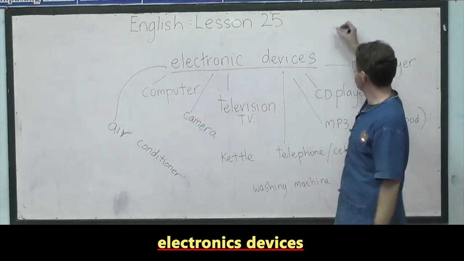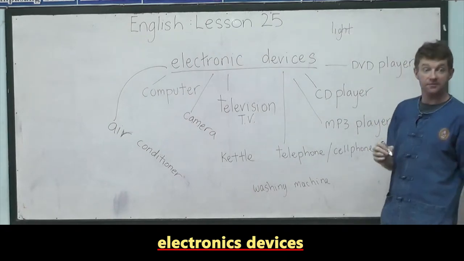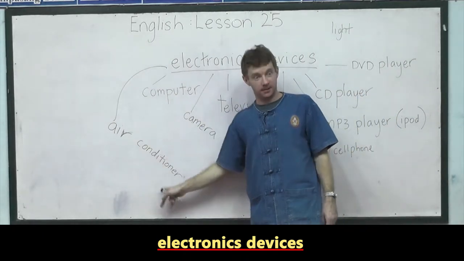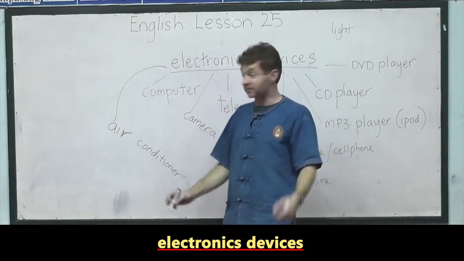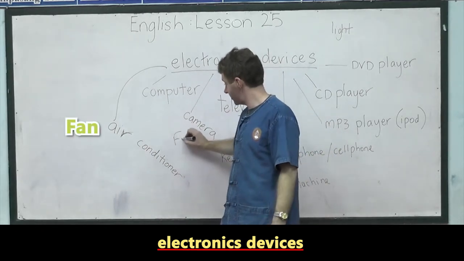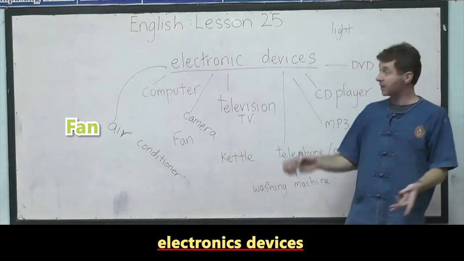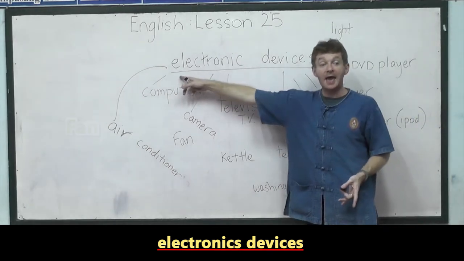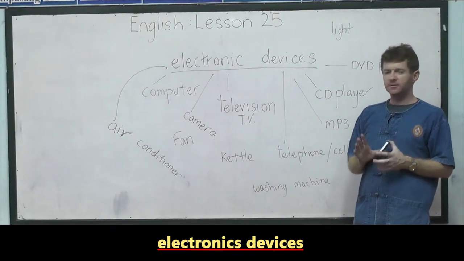Light. Light, okay. Yeah, we'll have light. We need light. Fan. Excellent. If we don't have an air conditioner, we can use a fan. We need the fan. F-A-N. So you see, every day we need lots of electronic devices. Any others?